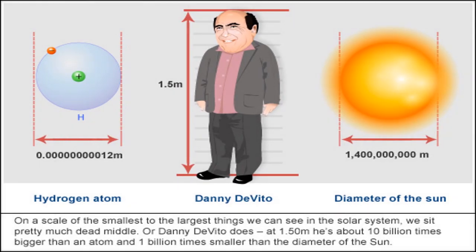Now here is one more comparison. You compare the diameter of the sun. See how many zeros in meters. Now the height of a person is 1.5 meters, very much smaller compared to the diameter of the sun. Now here you compare the size of a hydrogen atom, 0.00000000012 meters. Wow, so small it is. So just have an idea. So atoms are very, very small in size.